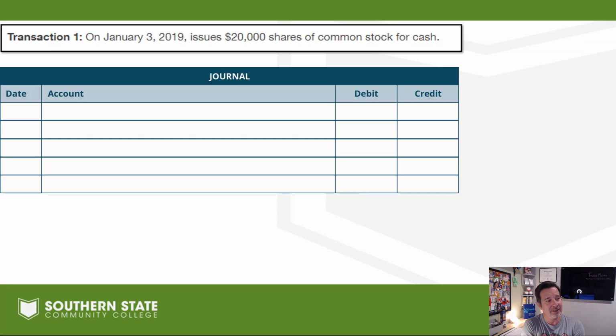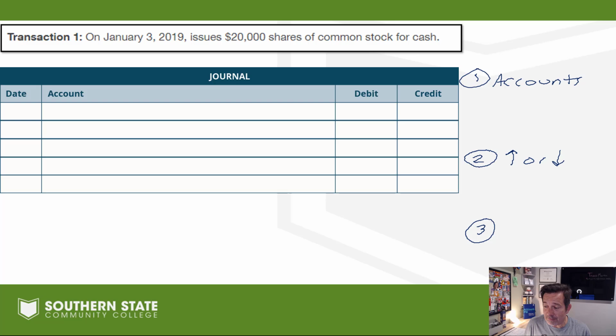Transaction number 1, January 3rd, 2019, issues 20,000 shares of common stock for cash. Again, we're analyzing transactions. We kind of have to do two things. First of all, we have to figure out what accounts are going to be in play. We've got to figure out what accounts we're using here. The second thing we have to do is figure out whether the accounts are going up or down. Then finally, the third thing we have to do is figure out, well, is it a debit or a credit that's going to make that account go up or down?